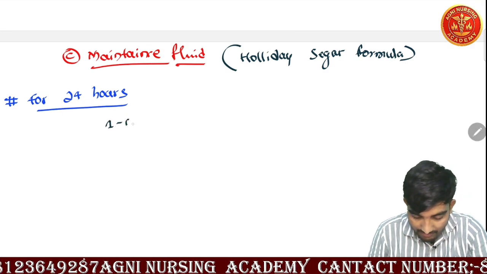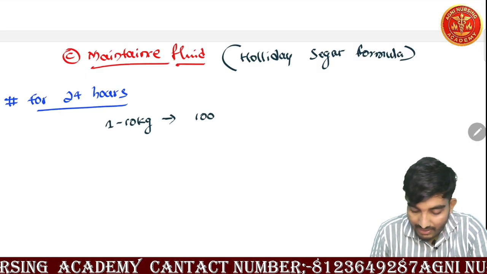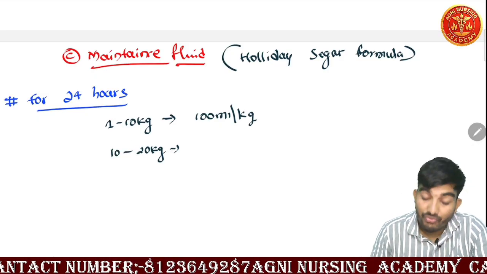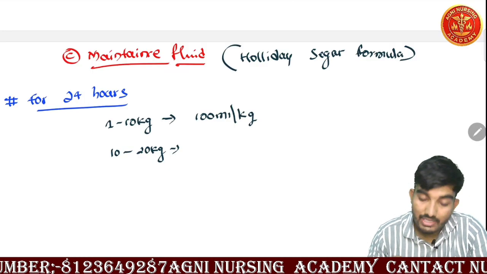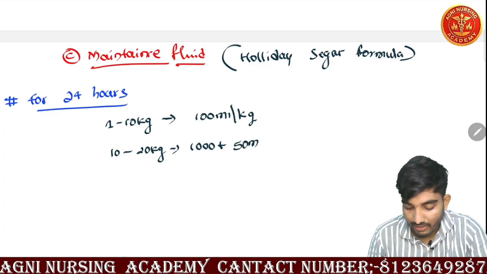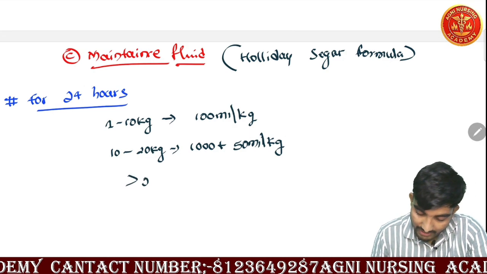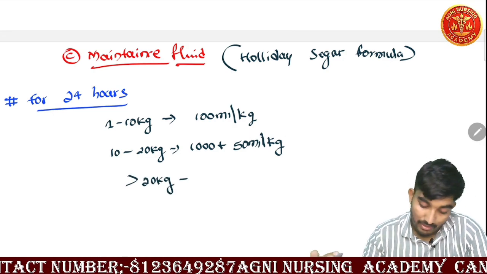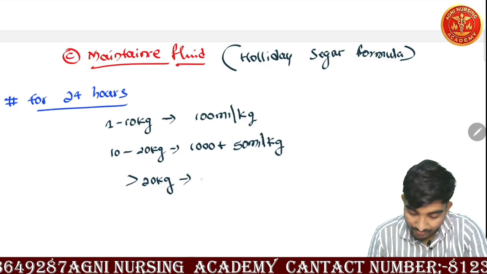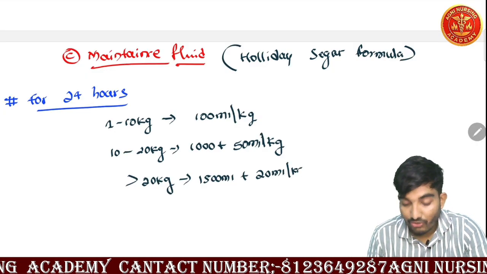First, 1 to 10 kg: 100 ml per kg fluid replacement we will give. For a baby's weight of 10 to 20 kg, the first 10 kg means 1000 ml, plus 50 ml per kg for the remainder. If the baby's weight is more than 20 kg, for the first 20 kg we give 1500 ml, plus 20 ml per kg for the remaining weight.